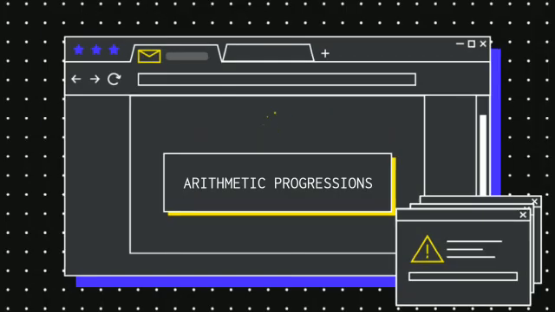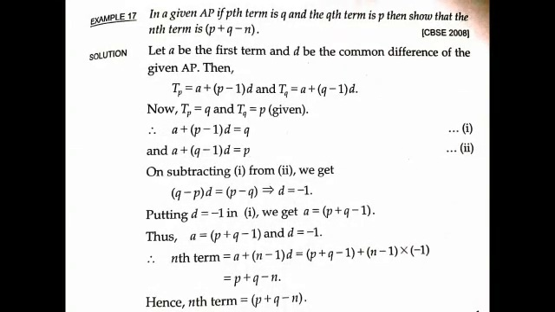This is the ninth video from the unit Arithmetic Progression, and here I am going to discuss very important questions. In the first question, in a given AP, if the pth term is q and the qth term is p, then show that the nth term is p plus q minus n.